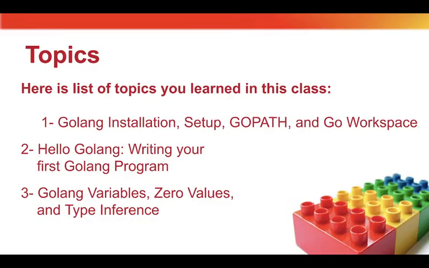Some of the topics you should have learned in this class are how to get Go set up on your system, and a little bit about the Go environment, so the Go path, the workspace, those kinds of things. Hopefully you've learned how to create a simple hello world program. You should have been able to write that program, run it, and then compile it into a standalone binary. We went over variables, talked about zero values, and talked about type inference.